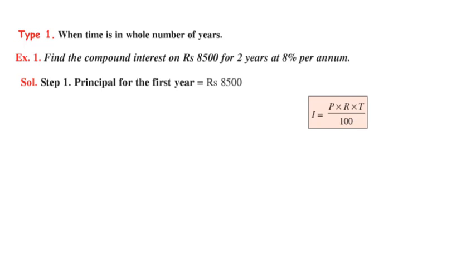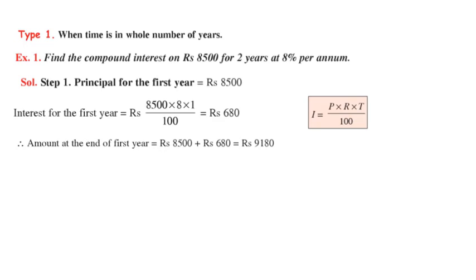Now I am not solving for simple interest, so I will not take time as 2 years. First I will calculate interest after 1 year, because after 1 year I will receive interest and that interest is going to be added to my principal. Therefore interest for the first year is rupees 680 and I will add this rupees 680 to my original amount, which is 8500. So my amount at the end of the first year is 9180. Yes, this amount 9180 will be the principal for the second year.